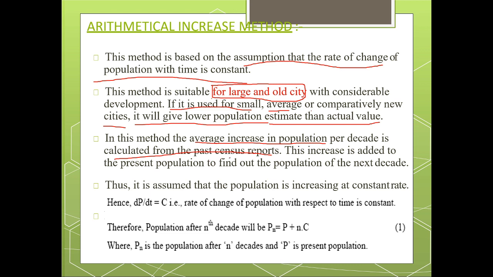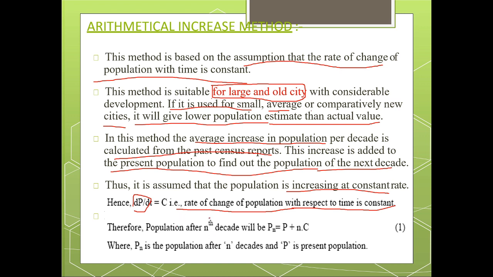This increase is added to the present population to find out the population of the next decade. Thus, it is assumed that the population is increasing at a constant rate. Hence, the rate of change of population with respect to time is constant in the arithmetical increase method.